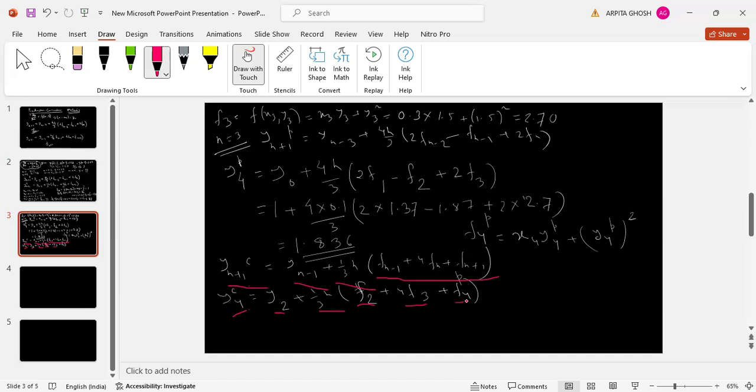Last one is f4. f4 is what? f4 is x4 into y4 plus y4 square. But the question is we have to find y4.